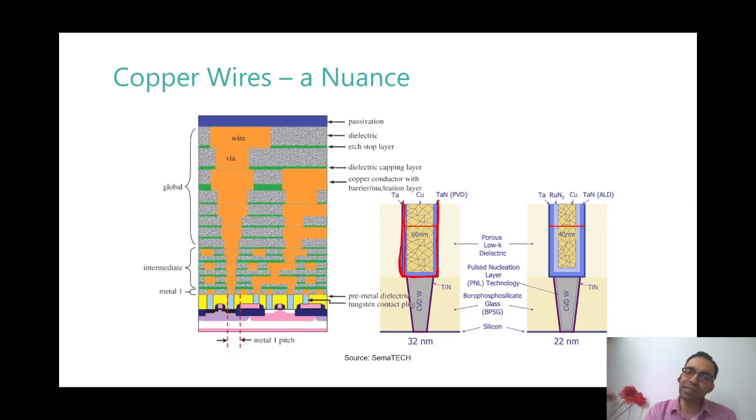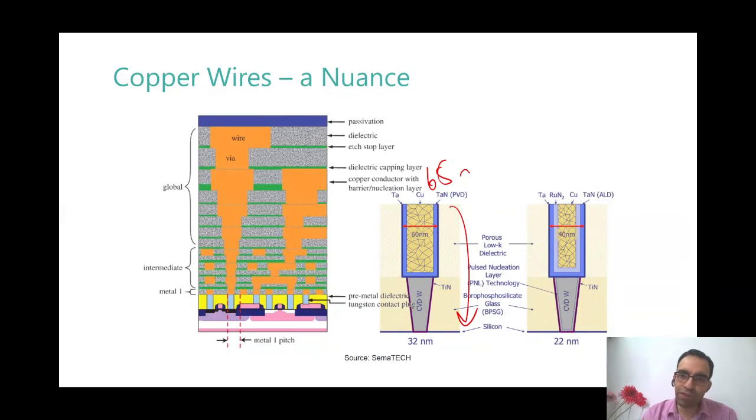Otherwise, copper will very easily diffuse into the oxide. And from oxide, it will very easily go into the substrate also. So you need to make this barrier. Now, when you were at 65 nanometer, what happened? You made a barrier which was, say, 5 nanometer thick, and you were still fine.